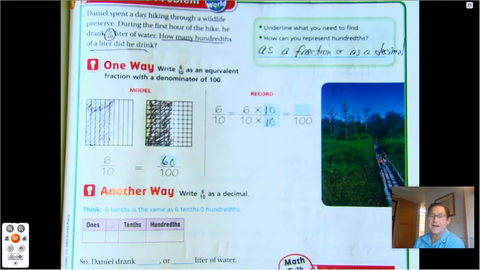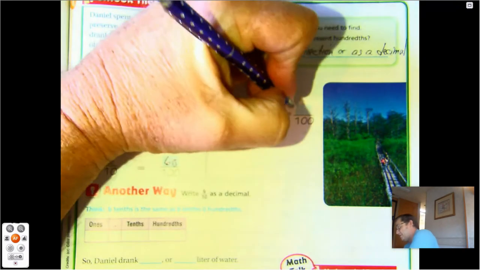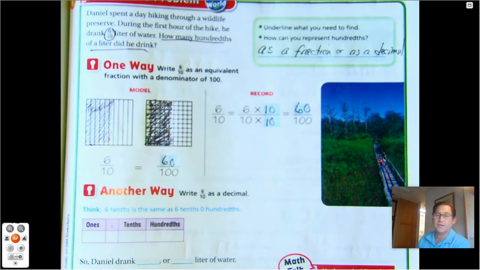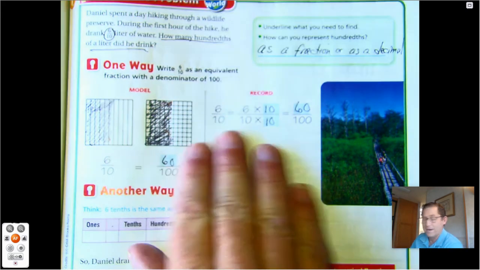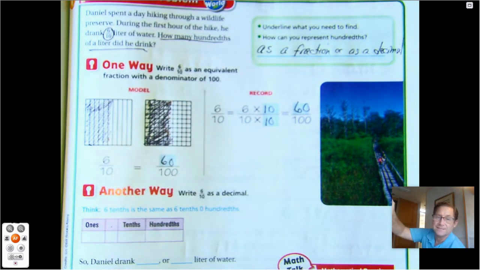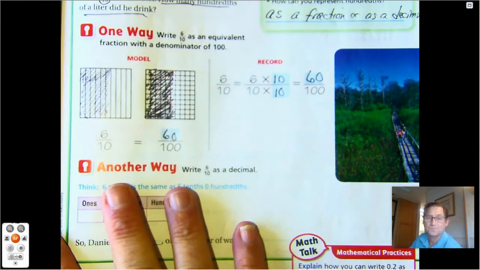So we're multiplying by a factor of 10 to find the equivalent fraction, and that would be 60/100ths. We already know how to do this. We've done that in previous lessons. Okay, so that's nothing new.